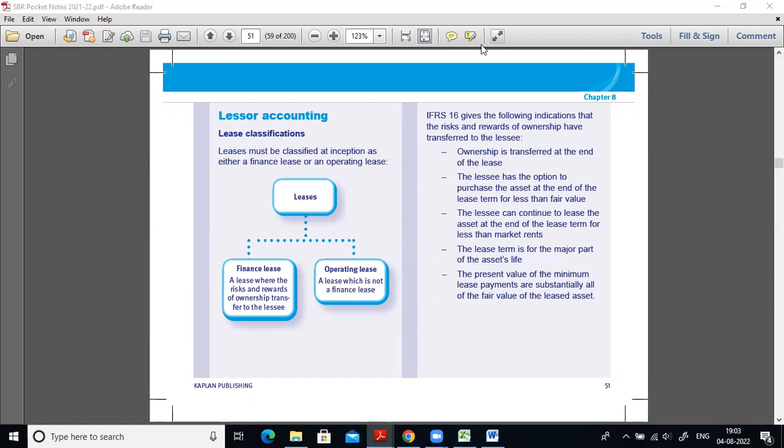Yeah, the lessee can continue to lease the asset at the end of the lease term for less than market rents. Now try to understand the difference between statement 2 and statement 3. In case of statement 3, the lessee can continue to lease the asset at the end of the lease term for less than the market rent because he already took the asset on lease. He can renew the lease at a price which is less than the market rent.